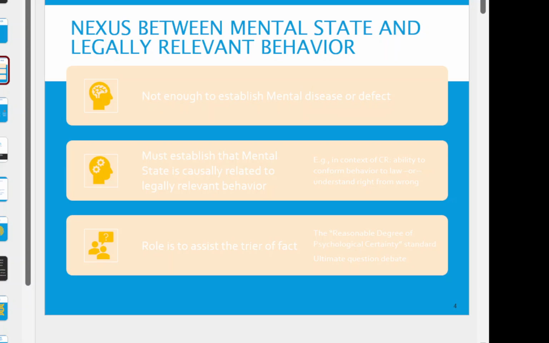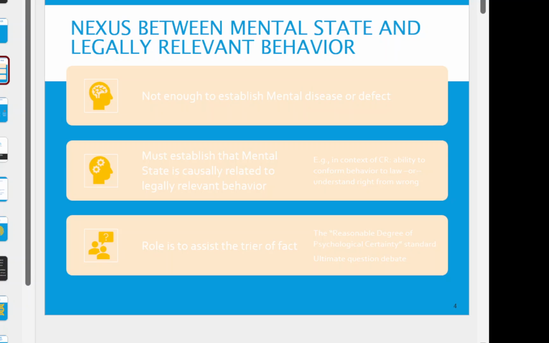If we're looking at diminished capacity, this is a legal defense that argues that the defendant's mental state was impaired, reducing their ability to form the intent required for a specific crime. Here, the nexus is established between the mental impairment and specific behavior in question, which leads to a lesser charge or a reduced sentence.